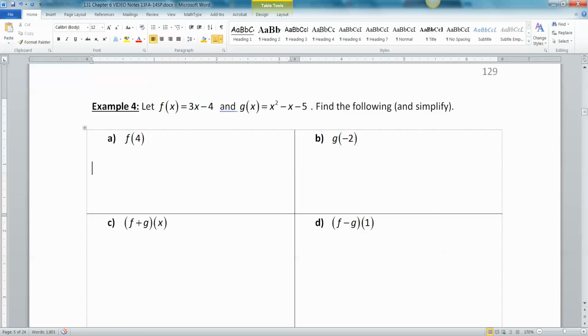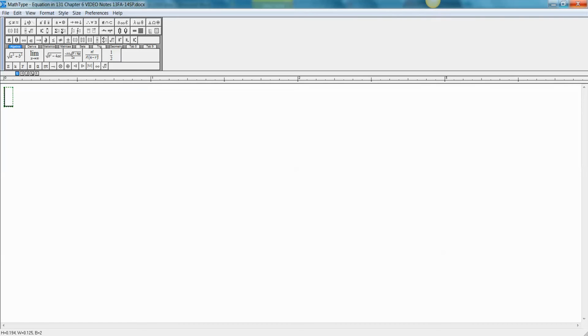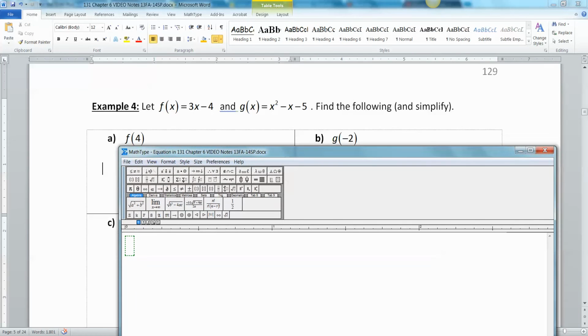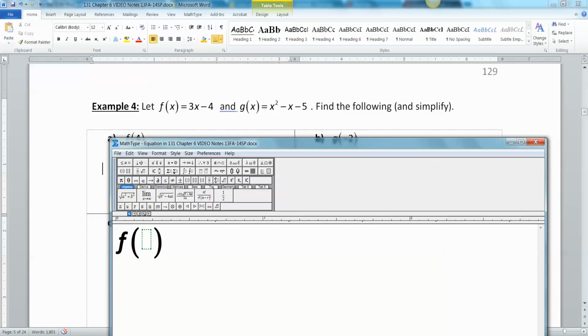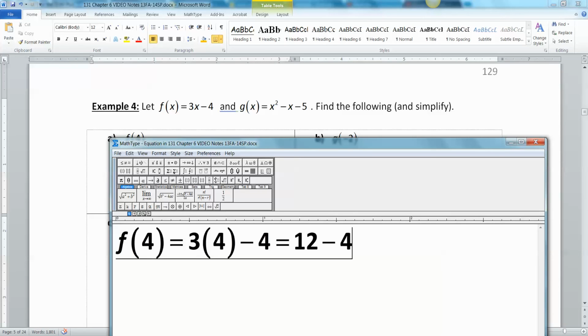All right, so let's see, f of 4. So you can see f of x was given as 3x minus 4. So when you want f of 4, you're going to take 4 and put it into that function. 3 times 4, take away 4, which is 12, take away 4, which is 8. So that's a little review. We already learned how to do that way back in chapter 2.